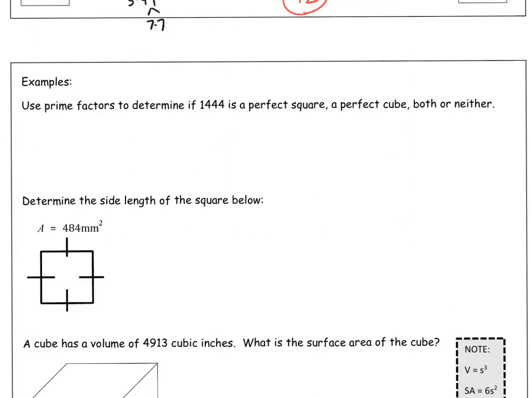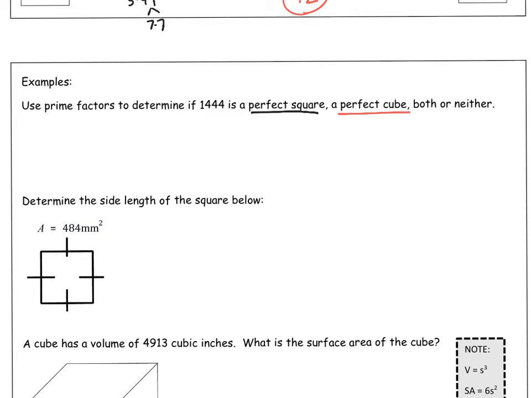Okay, so this says use prime factors to determine if 1444 is a perfect square, a perfect cube, both, or neither. So basically, if it's a perfect square, I'll be able to write its prime factors in pairs. If it's a perfect cube, I'll be able to write it in threes. If it's both, I could do it in twos or threes, so you would need multiples of 6, essentially, right? Like 6, 12, something like that, or neither.